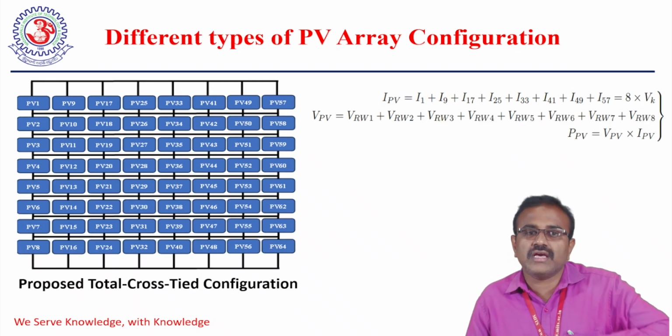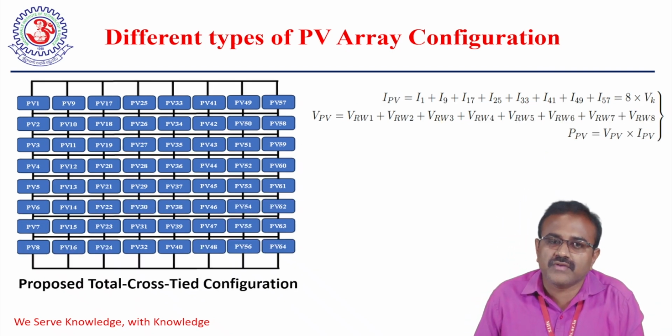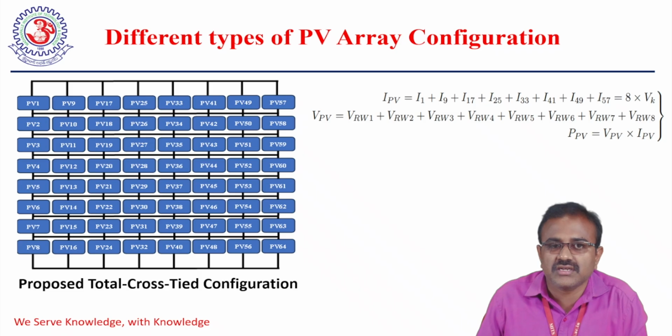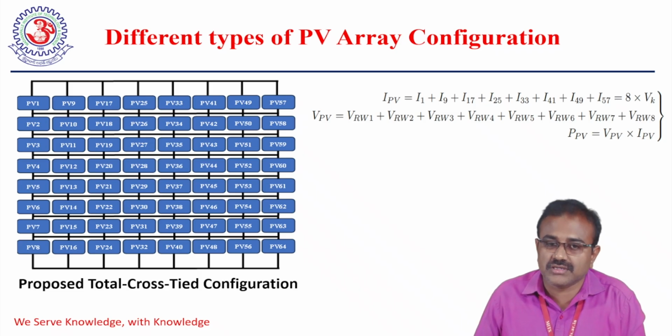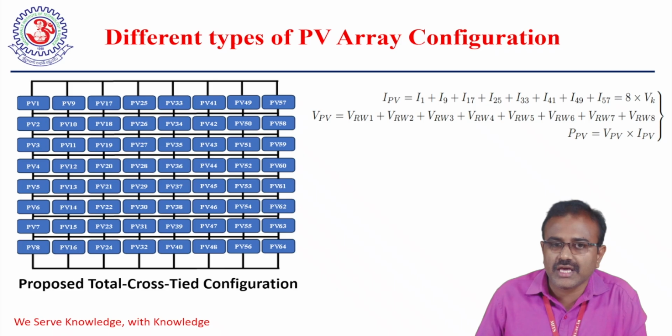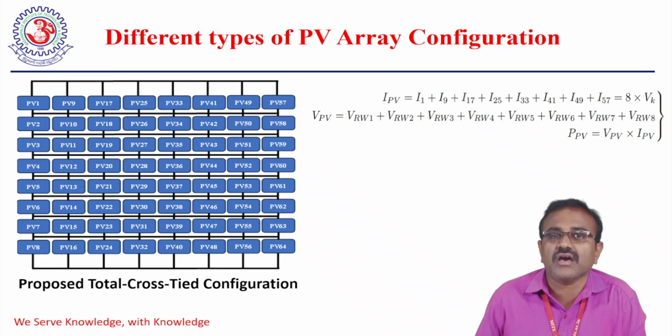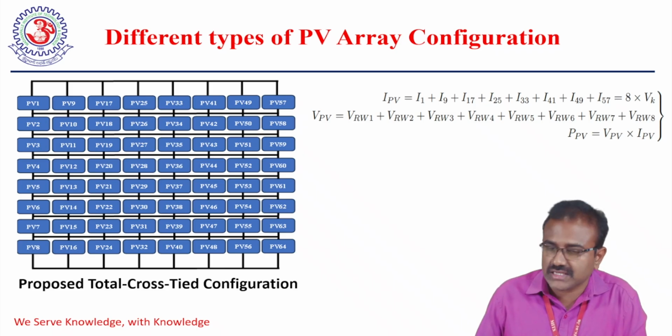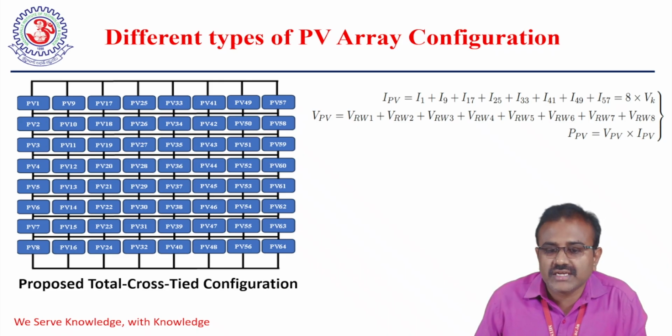Next, this is our proposed total cross tie configuration. This configuration is also known as the cross tie configuration, which is helpful for reducing partial shading conditions. The modules are connected in parallel and these rows are connected in series. The total array voltage is the sum of all the row voltages, and the total current is the sum of the module currents within each row. So IPV is equal to I1 plus I9 plus I17 plus I25 plus I33 plus I41 plus I49 plus I57.